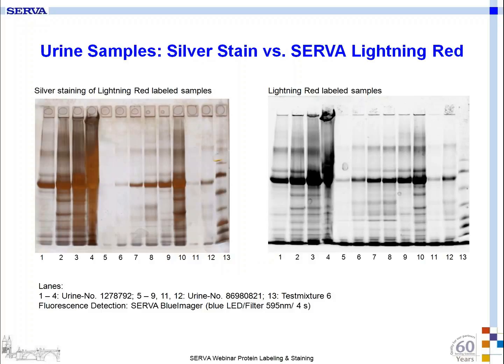Here you have an example of urine samples. This is a silver stain versus the Lightning Red. So on the left side you have urines, and again our test mixture, and here Lightning Red labeled samples. And if you work in diagnosis and have urine samples, you get even better and more reproducible results. As you perhaps can see here in line 5, you get a signal where you don't have one with silver staining, so it improves your application even more.